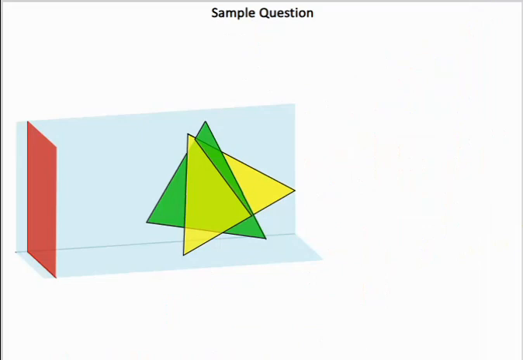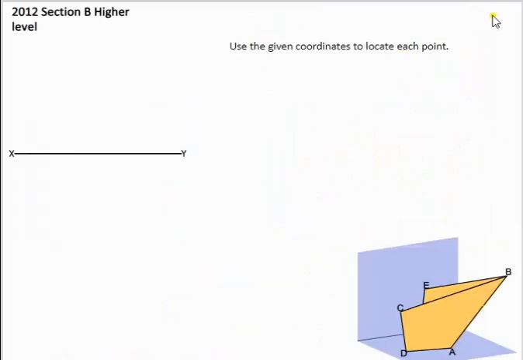Now next we'll have a look at a Leaving Cert higher level question from 2012. In the graphic here we can see what we're looking at, a sculpture. The sculpture is made up of two laminar surfaces, and the main issue with this question is we were not given the height for point C or for point E, but we were given their locations on the XY line and in the plan.